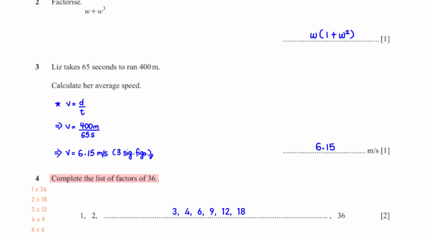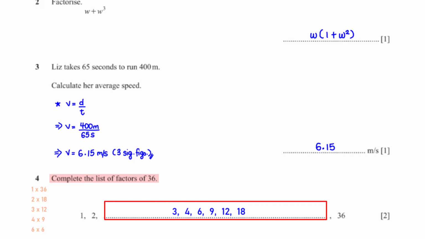Complete the list of factors of 36. We can get the factors of 36 by first listing out the numbers that multiply to give us 36. From this, we see that in addition to 1, 2, and 36, the factors of 36 also include 3, 4, 6, 9, 12, and 18.